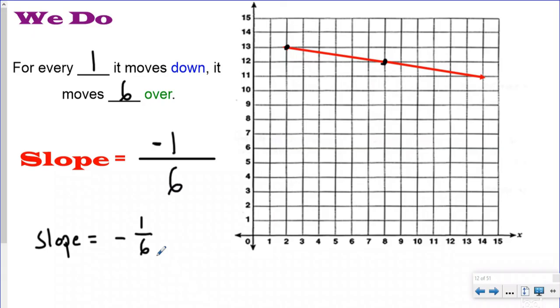So when you look at it, if your slope is negative, that means your line is going to be descending, whereas if your slope was positive, it was ascending or going up.